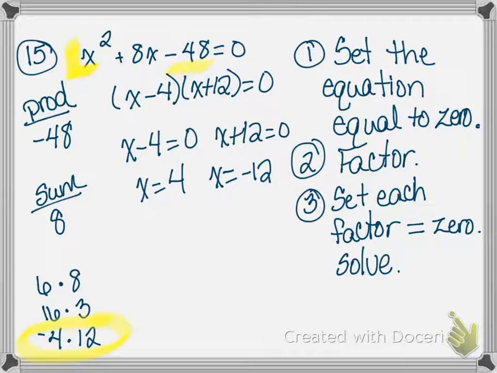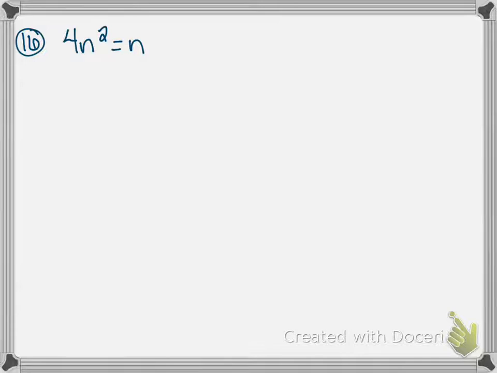Okay, so let's move on to number 16. We're going to solve this the same way. We have 4n squared equals n. Now, the first thing that we have to do in all of these problems is set them equal to 0. So I'm going to have 4n squared minus n equals 0. What I did is I subtracted that n from both sides, and so I ended up with 4n squared minus n equals 0.